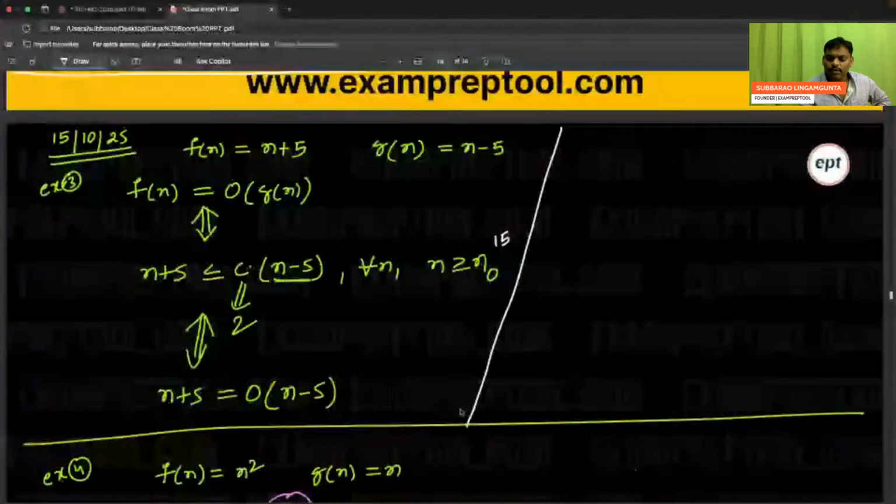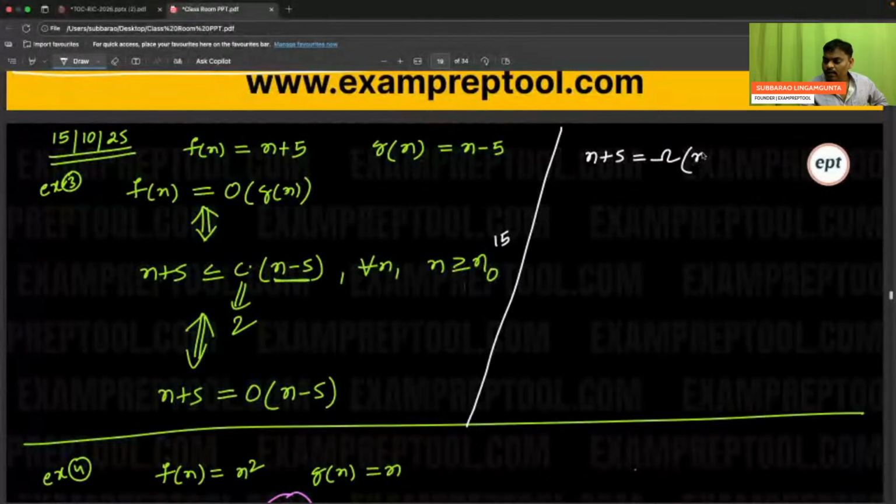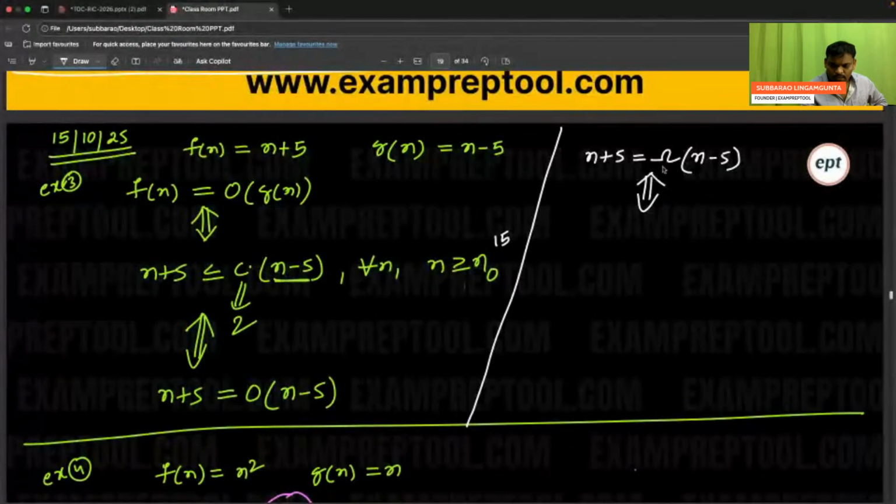F of n, n plus 5, is omega of g of n, n minus 5. I want to prove it. If you want to prove, you have to satisfy this condition. What is the condition? N plus 5 is greater than or equal to some c into n minus 5.